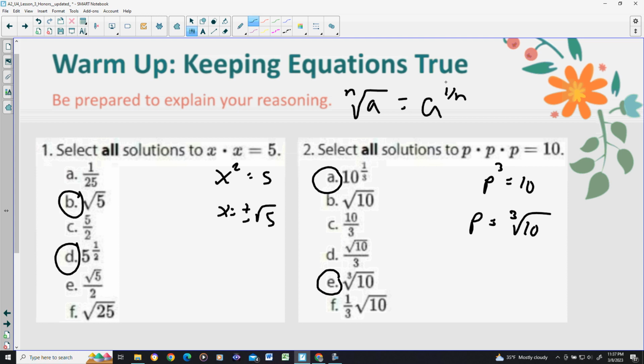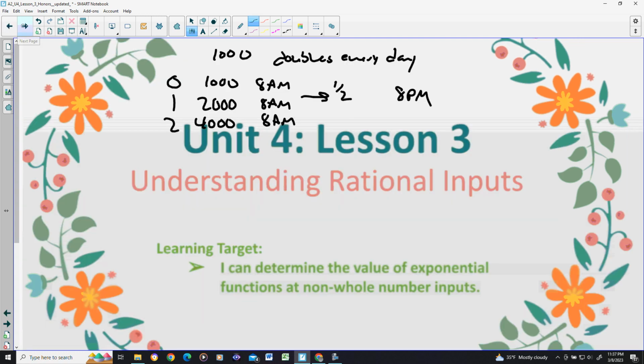That's going to come back because of this situation here. So what this means is that this number multiplied by itself 3 times gets us 10. All right. So let's take a look.